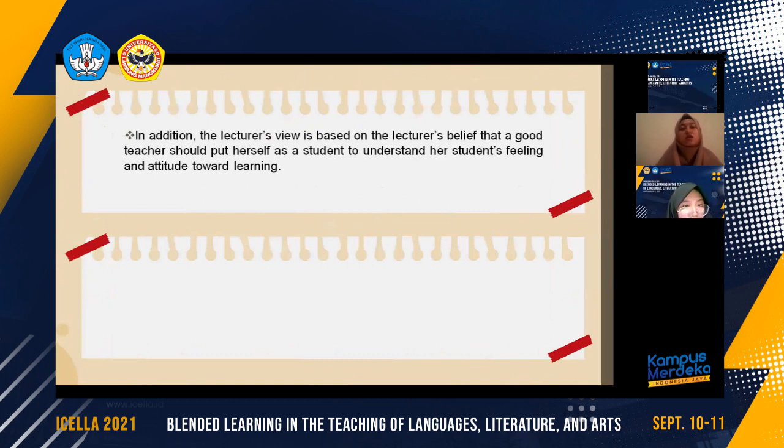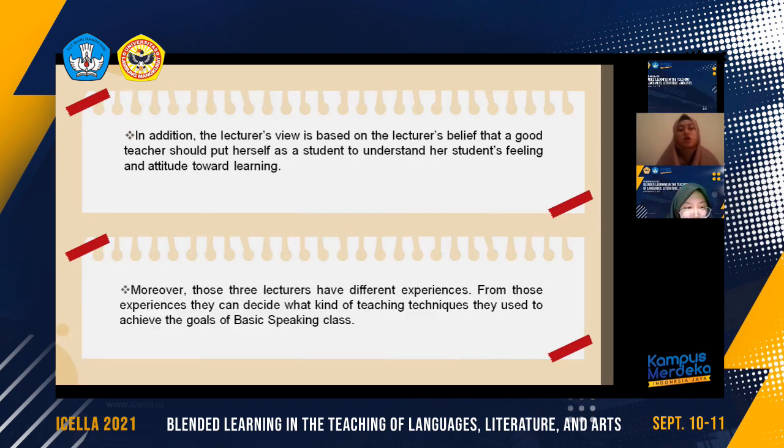In addition, the lecturer's view is based on the lecturer's belief that a good teacher should put herself as a student to understand her student's feeling and attitude toward learning. If the teacher finds that a technique that was used frequently is not interesting anymore, she can conclude that the students were bored too. So the lecturer then modified the topic by changing the sequences of the topics and use other techniques other than role play. Moreover, those three lecturers have different experiences. From those experiences, they can decide what kind of teaching techniques they use to achieve the goals of the speaking class.